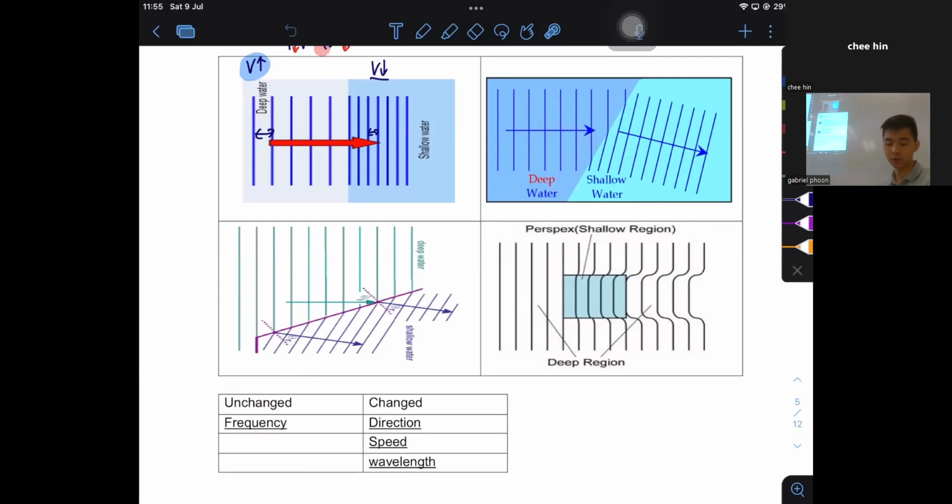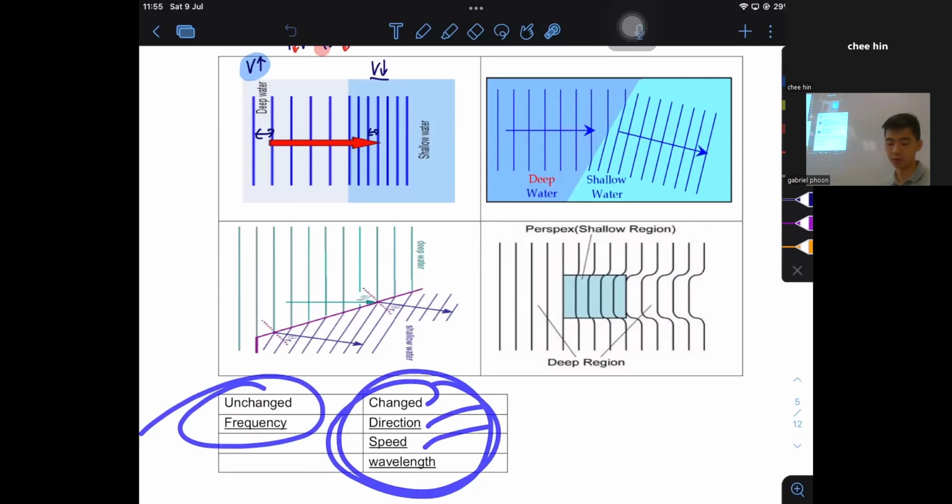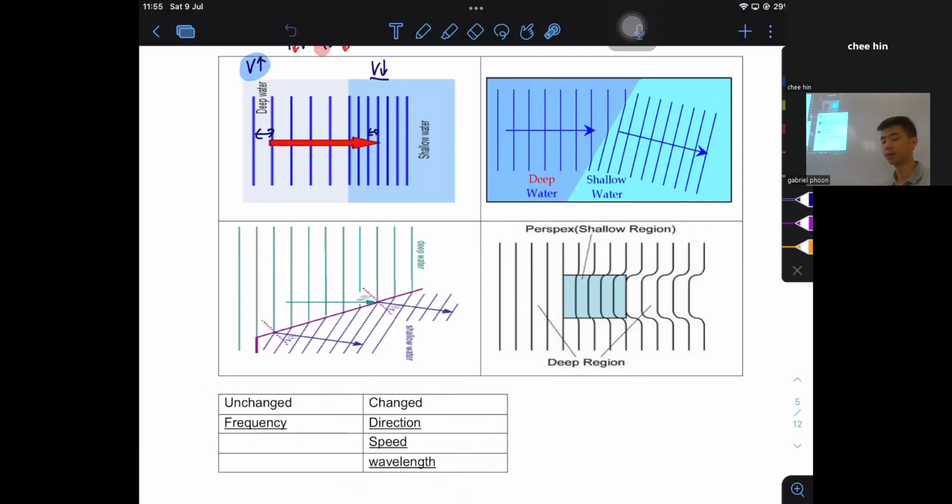And for refraction, only frequency doesn't change. Everything else changes. The direction, the speed, and definitely the wavelength. The direction, as you can see here, the speed, as you can see here, and obviously the wavelength.